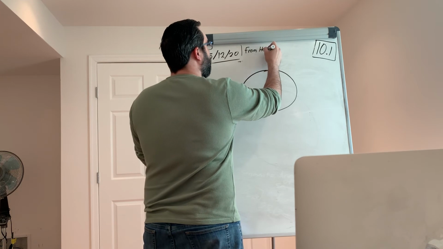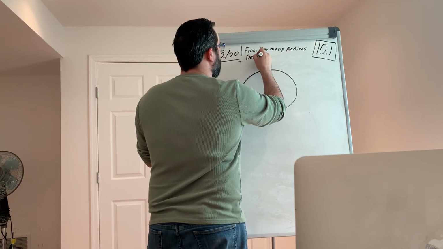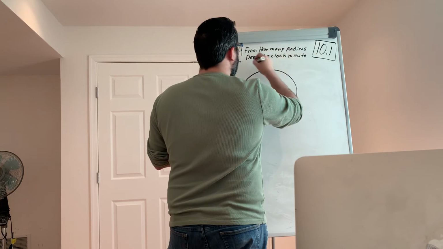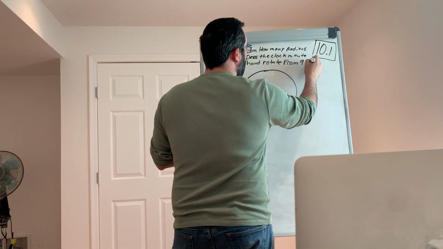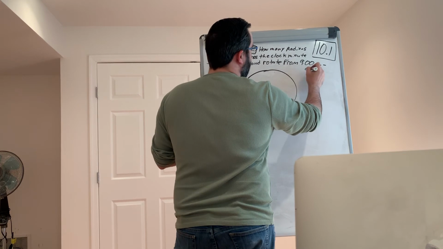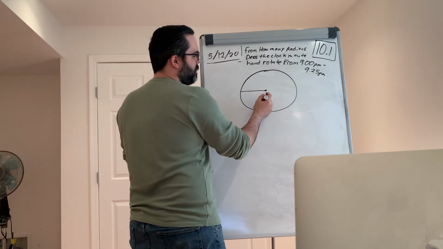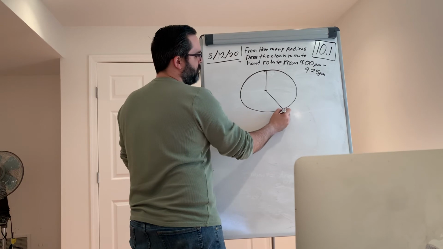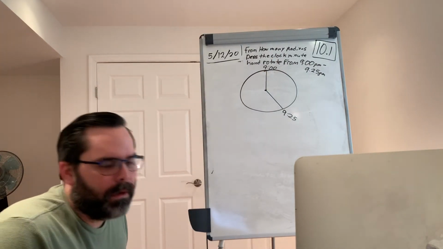Through how many radians does the clock minute hand rotate from 9 o'clock p.m. to 9:25 p.m.? So we're going from 9 o'clock to 9:25. And we're only looking at the minute hand. We're not looking at the hour hand.